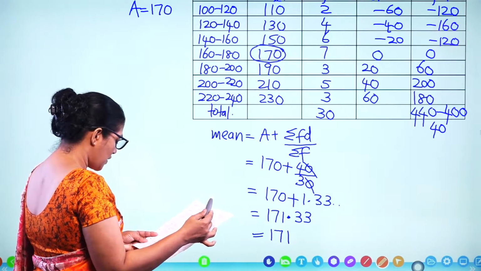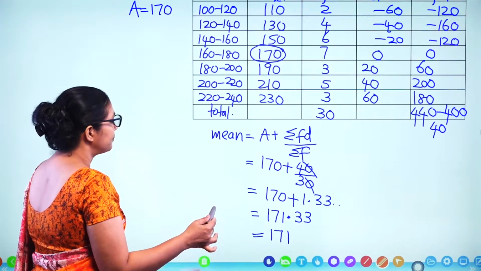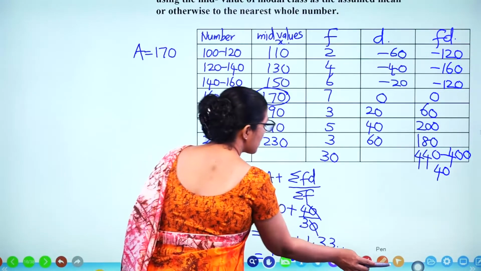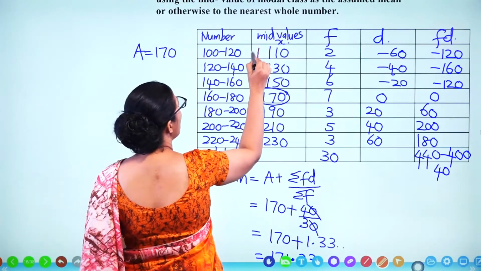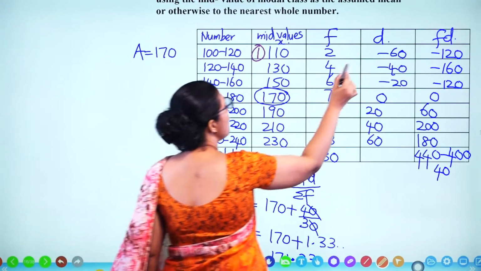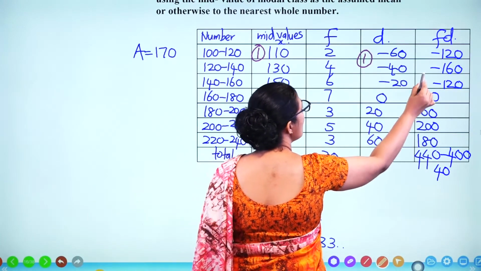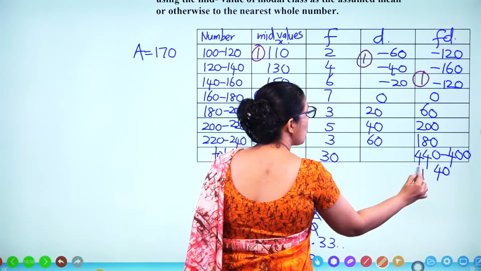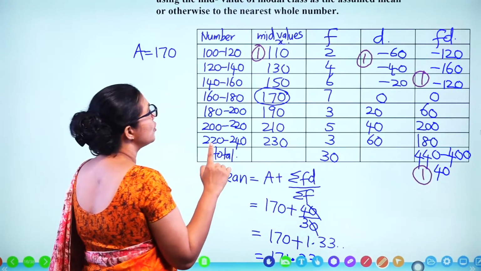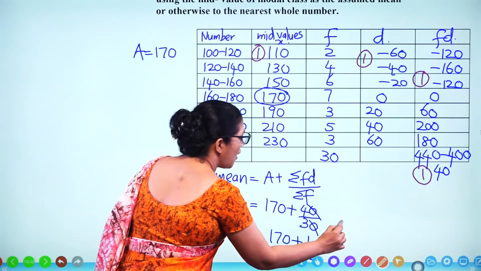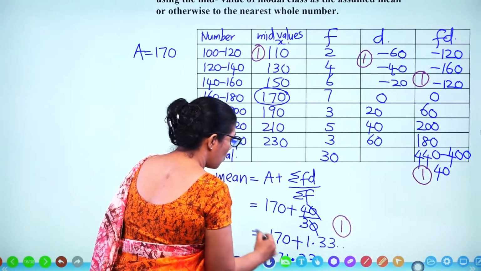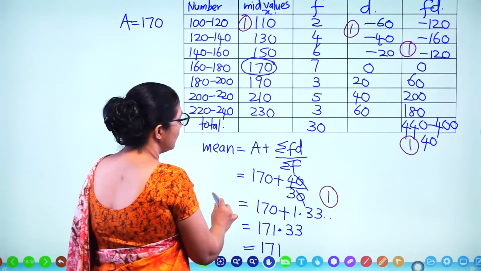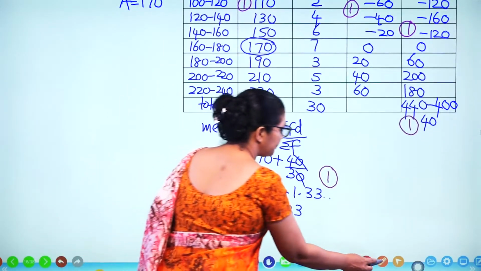So 5 marks for that. So how do you get 5 marks? 1 mark for calculating the mid values, 1 mark for d and 1 mark for fd. And the total, 1 mark. 1, 2, 3, 4. And final calculation 1 mark. 2, 3, 4, 5. So that's 5 marks.